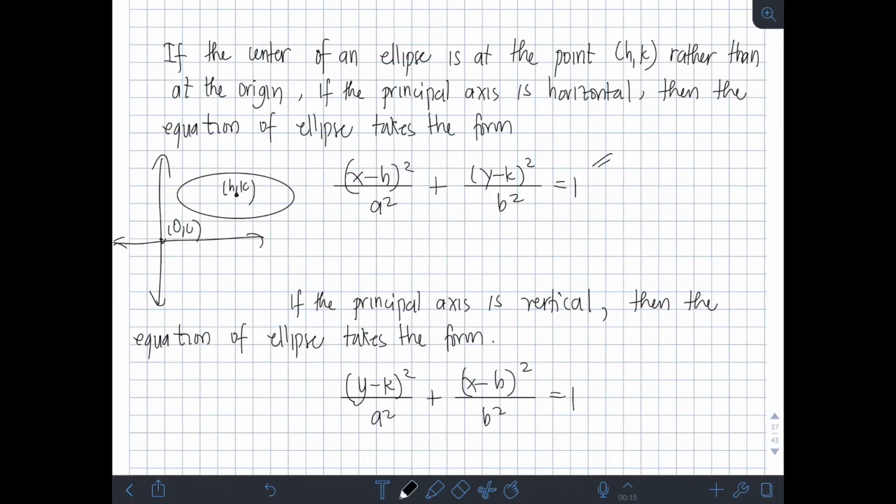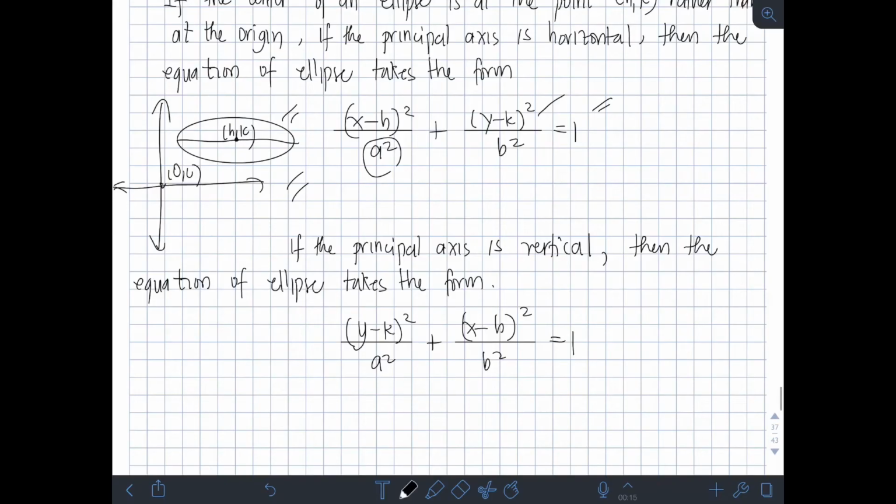So, ganun pa rin palatandaan, kung mas malaki nga itong a squared o yung denominator mo is may mas malaking number under dito sa x minus h quantity squared kesa dito sa y minus k quantity squared. Ganito yung itsura ng ellipse natin, at yung major axis o yung principal axis niya is ito yun, right? So, parallel dito sa x-axis or horizontal axis. Okay? Tapos, if the principal axis is vertical, then the equation of the ellipse takes the form y minus k quantity squared over a squared plus x minus h quantity squared over b squared equals 1. So, ang itsura niya naman is mas malapad siya vertically. So, let's say ito yung center niya na h, k.